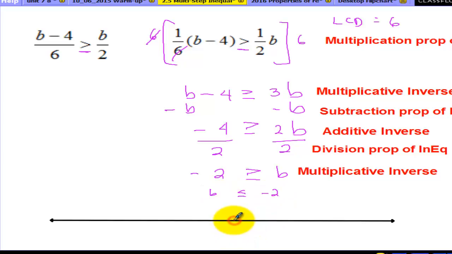negative 2. So if this one is your negative 2, since we have a line under, it should be a shaded circle. And since b here is less than or equal to negative 2, we have to shade all the numbers to the left of negative 2. Alright, so this will be our solution set. Alright, there we go. That's what we have for properties, solving multi-step inequalities using properties of inequalities.